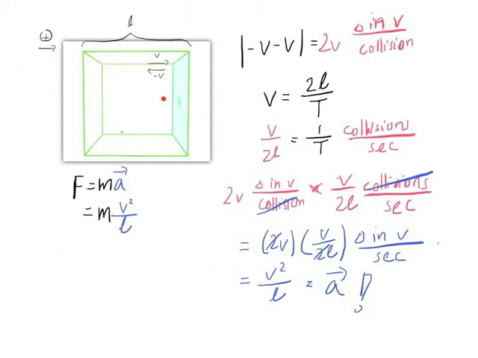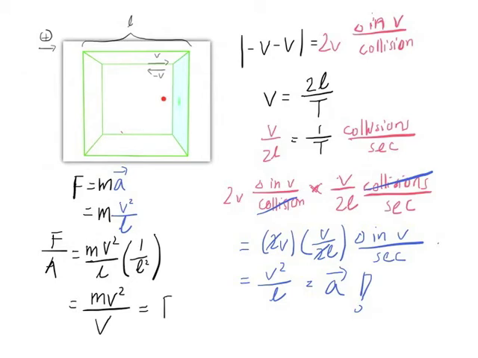Now we want to get to pressure. So in order to get pressure, it's force divided by area. And you know the area of this wall is just L times L, this L squared. Now L squared times L gives you L cubed, which is L times L times L. That's volume. And that's equal to pressure.